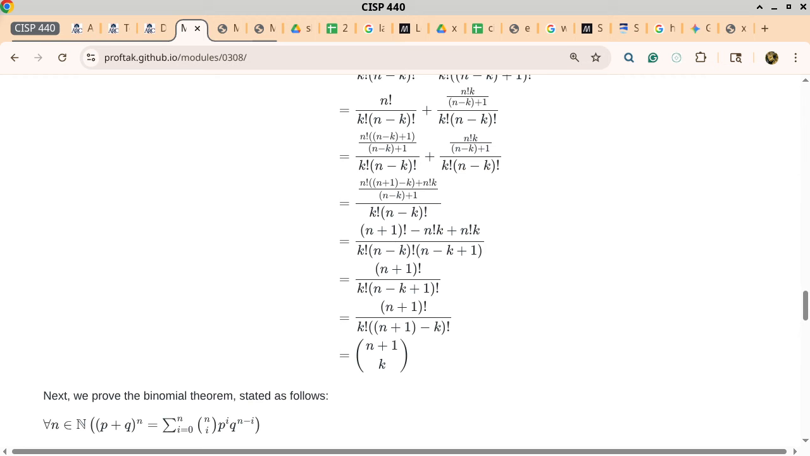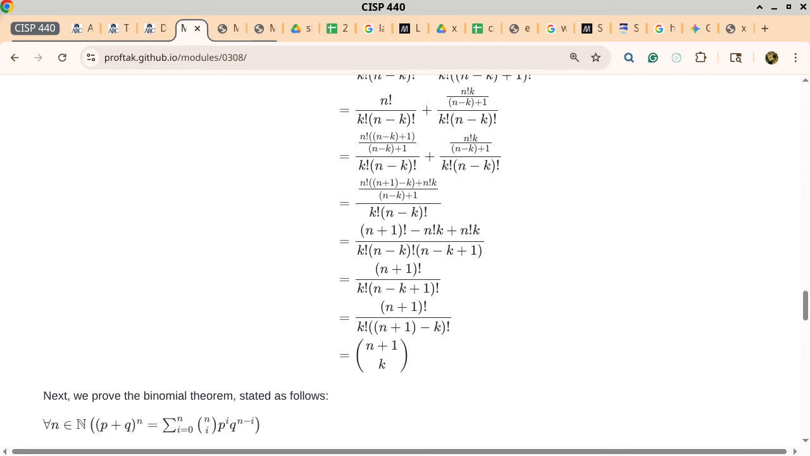So which two lines are we talking about? The last two? Because that is the definition of n plus 1 choose k. Okay, so let's go back and take a look at the definition of n choose k.